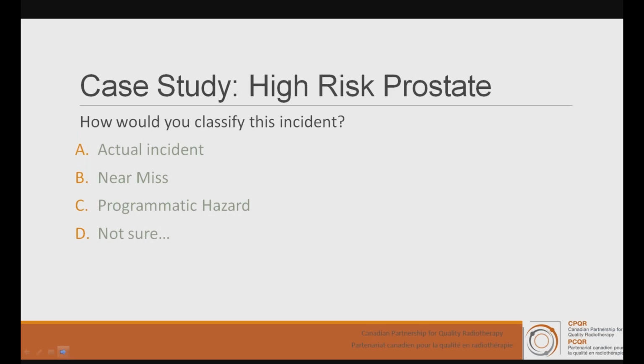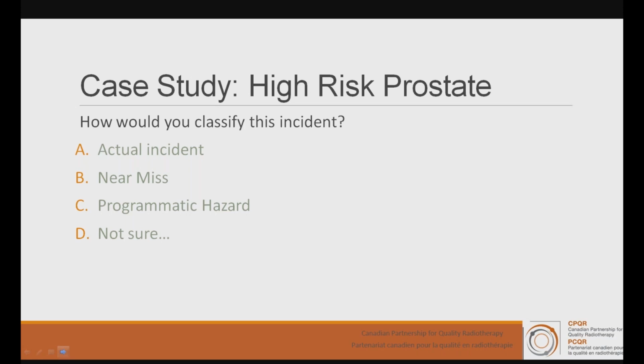So welcome back. I hope you had fun going through and trying to classify that incident. We're just going to go through the various elements and ask you how you classified and see if you align with the gold standard. So how would you classify this incident? An actual incident, a near miss, programmatic hazard, or you're not sure?